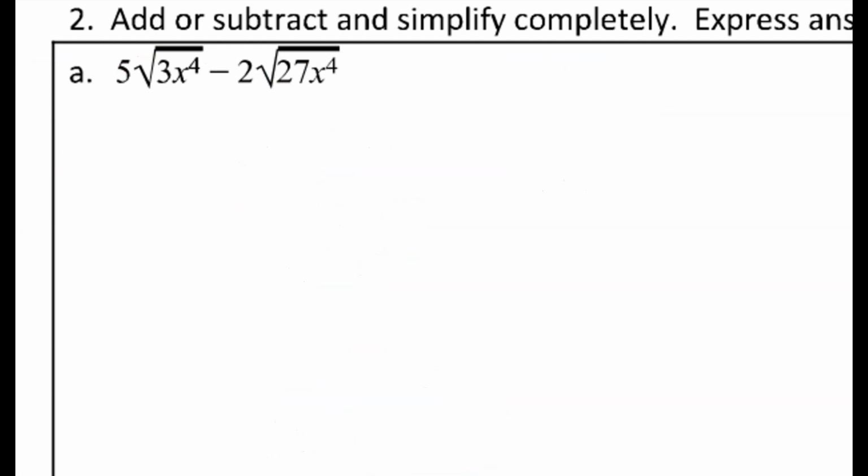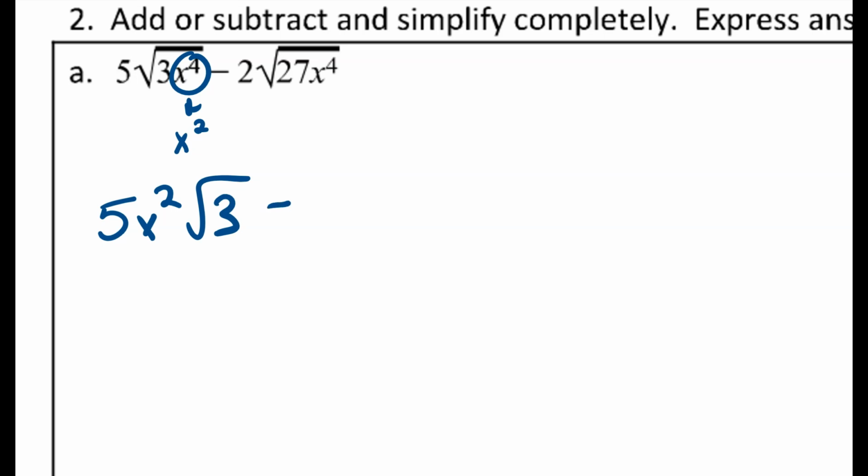Now we're going to perform some operations after we simplify. So notice your two radical expressions here are separated by a minus sign. So I'm going to try to simplify them first. I know the square root of x to the 4th, if I cut that exponent in half, it's x squared. So that first expression becomes 5x squared, and I still have a 3 left under the radical.